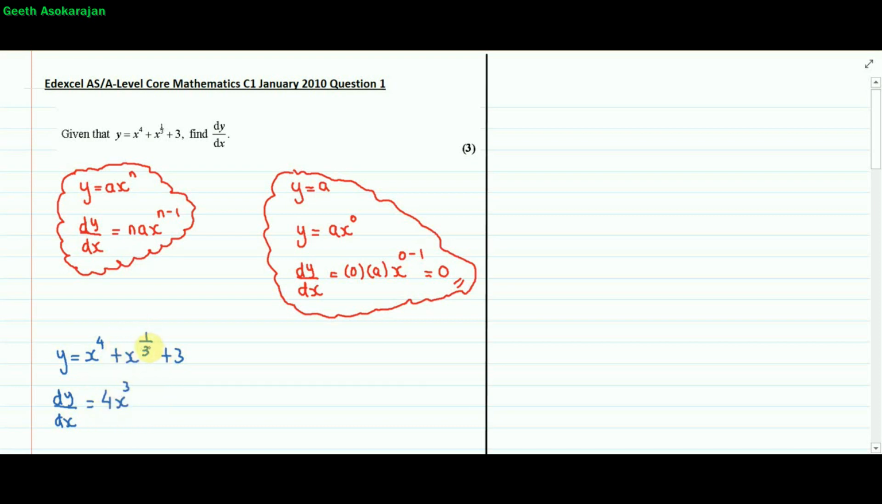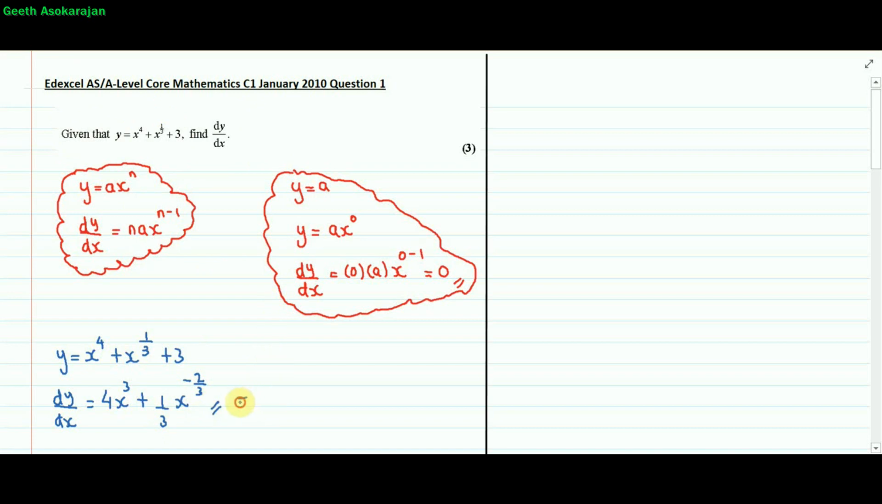Doing the same for the second term, when I multiply by the power, 1 over 3 times 1 in front is 1 over 3. So 1 over 3x. Subtracting 1 from the power, 1 over 3 minus 1 is minus 2 over 3. And when I differentiate 3, remember this point here, whenever you differentiate a constant, the answer is 0. So you're going to have 0 for the derivative of 3. Then you're done. So this should be the solution for question number 1.